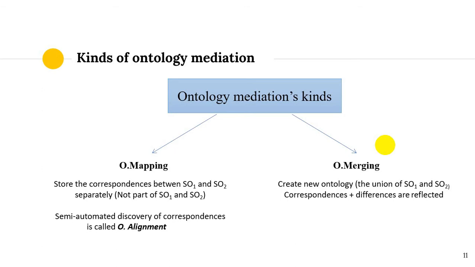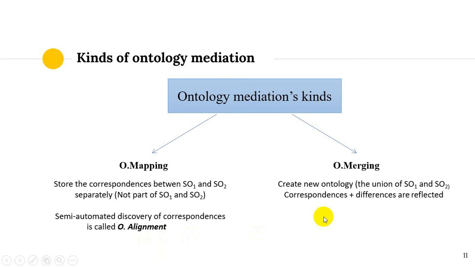We distinguish two principal kinds of ontology mediation: ontology mapping and ontology merging. With ontology mapping, the correspondences between two ontologies are stored separately from the ontologies and thus are not part of the ontologies themselves. The semi-automated discovery of such correspondences is called ontology alignment.